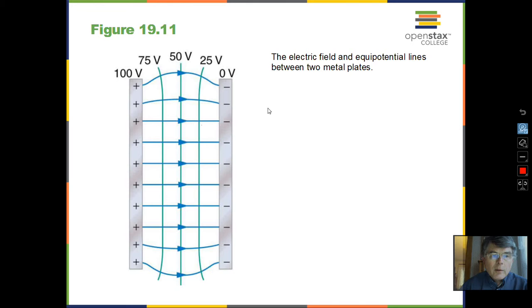When that is the case, we can calculate the potential difference between two locations with a calculation of E volts per meter times the distance between the two locations. So potential difference equals electric field multiplied by the distance between the two locations.